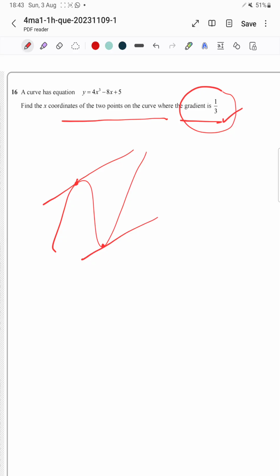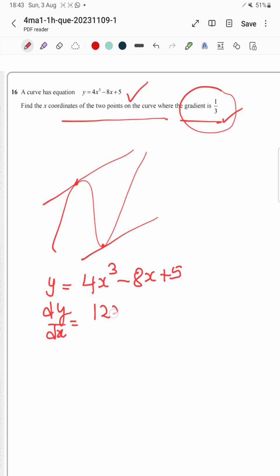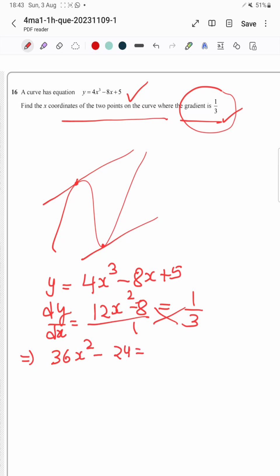Now the gradient is given as 1/3. The other way to find the gradient is to differentiate this equation. So y is given as 4x cubed minus 8x plus 5. Differentiating on both sides, dy by dx is equal to 12x squared minus 8, and we will equate it to 1/3. If I equate it to 1/3, I can cross multiply to solve this equation. So it is 36x squared minus 24 is equal to 1.